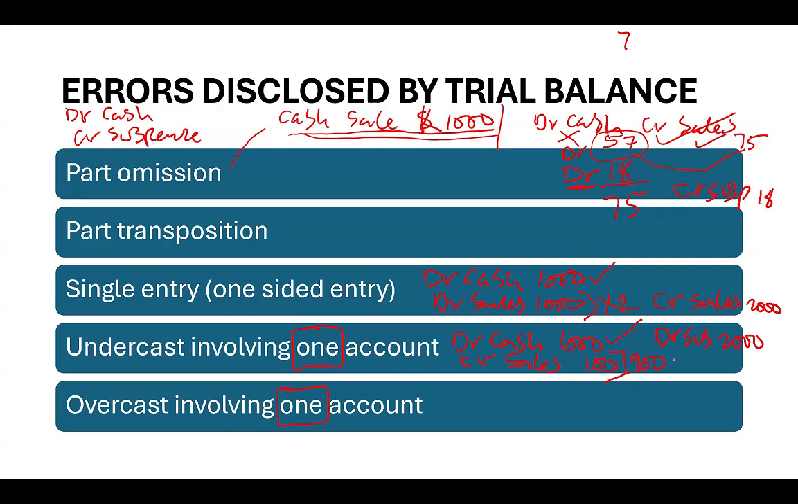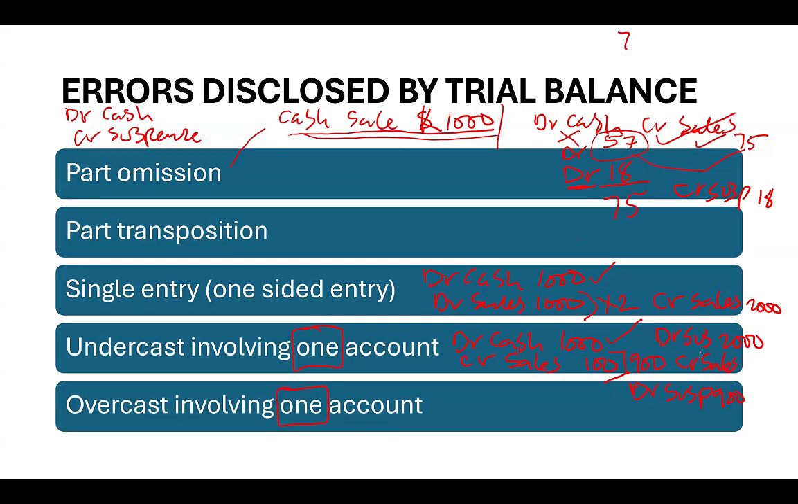Double entry, you will debit suspense with the same 900. So this 900 will be credited to the sales account to normalize it to become 1,000. Then you need to debit the suspense account with the same. So your correction must always be in double entry.